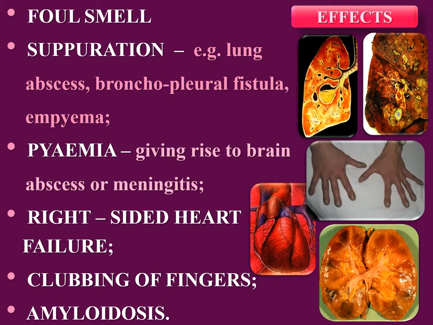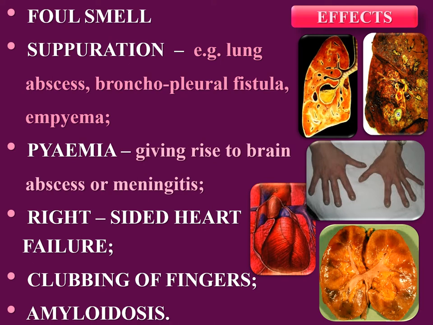Clinical morphological changes of lung tissue and other organs, which may be concomitant to bronchiectasis, are defined as bronchiectatic disease, which exhibits the following effects. A foul smell. I explained this phenomenon in the previous slide. Local suppurative complications are also common: lung abscesses, bronchopleural fistula, empyema. Pyemia giving rise to brain abscesses or meningitis. Pulmonary hypertension ensues, causes hypertrophy of the right ventricle, and cor pulmonale develops, and right ventricular failure occurs.